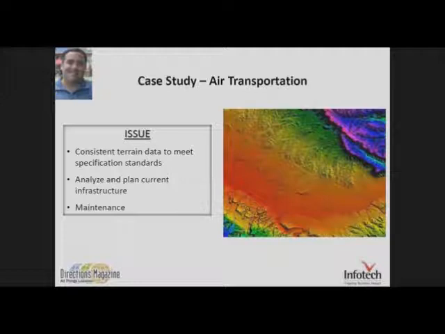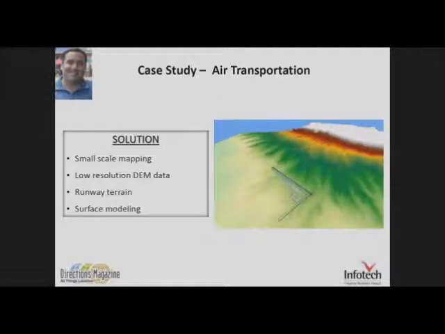Just as ground transportation requires an accurate terrain, air transportation also requires terrain models. Airports are required to have consistent terrain data in order to meet industry specification standards around the world. These terrain models need to be able to support plane navigation in and around a specific airport. As airports expand to meet customer demand, they need to maintain their data.